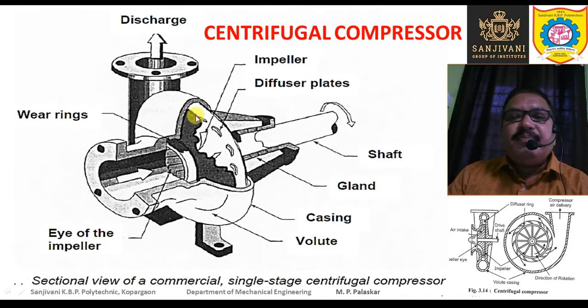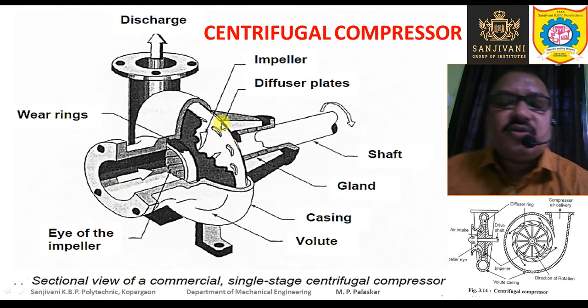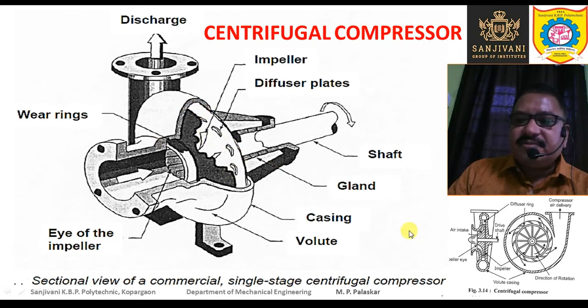So this is a particular picture of a centrifugal compressor. Actually it is the sectional view of a commercial single stage centrifugal compressor, but it is a 3D view, and a section is taken here so that we can see the interiors also of this particular centrifugal compressor. Later on we are going to study the figure, but in order to get the idea we must first of all see the picture.